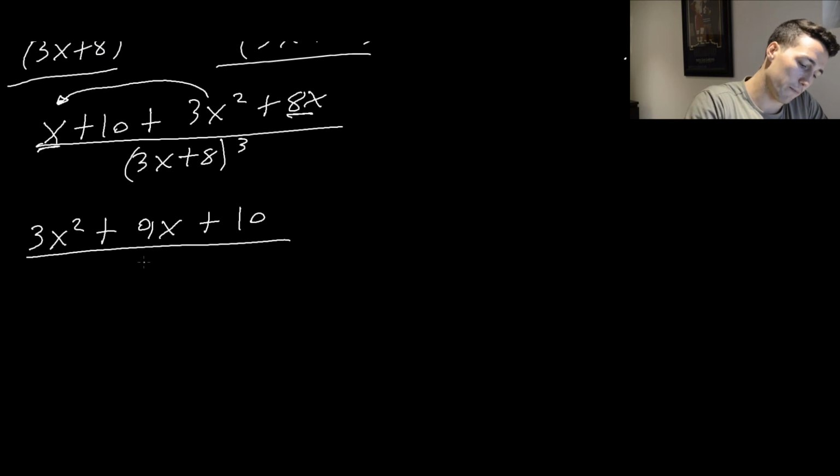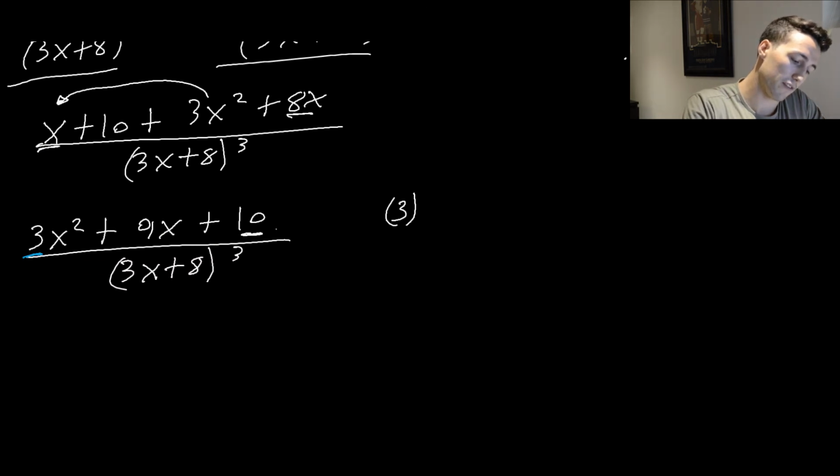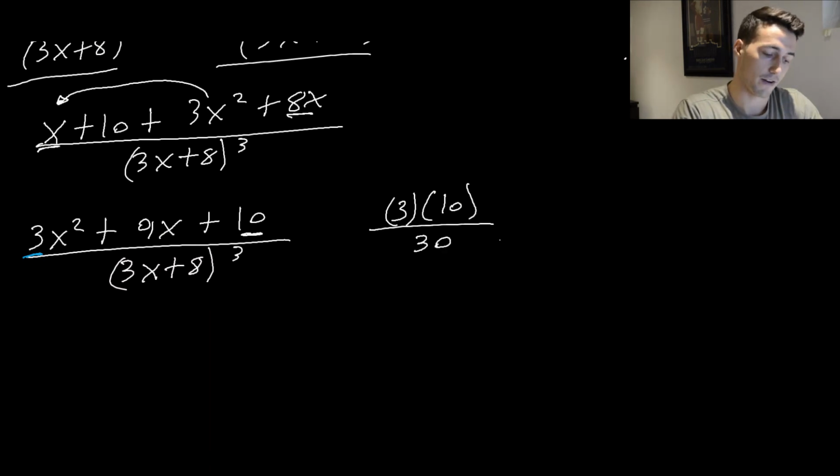So that is going to be all over 3x plus 8 cubed. And now we can look at the numerator and see if we can factor it. So if we look at the numerator, this is a trinomial where a, which is this 3 right here, does not equal 1. So the first step in any trinomial is to say, okay, well 3, the a term, multiplied by the c term, so this a is 3 and the c term is 10, and that's going to be 30. Let's list all the factors of 30 to see if their sums equal this 9x.